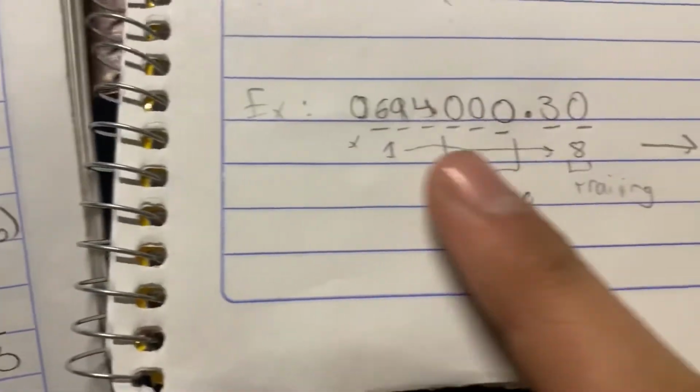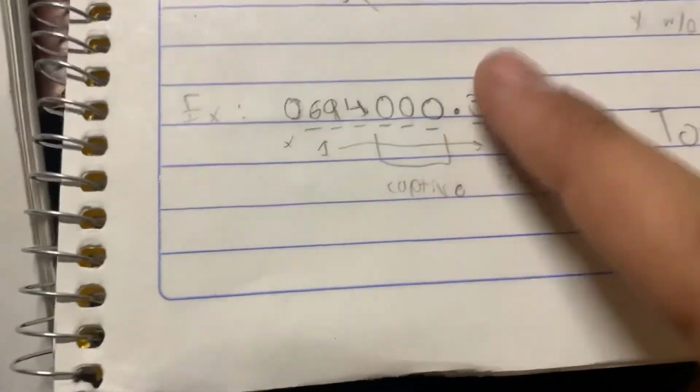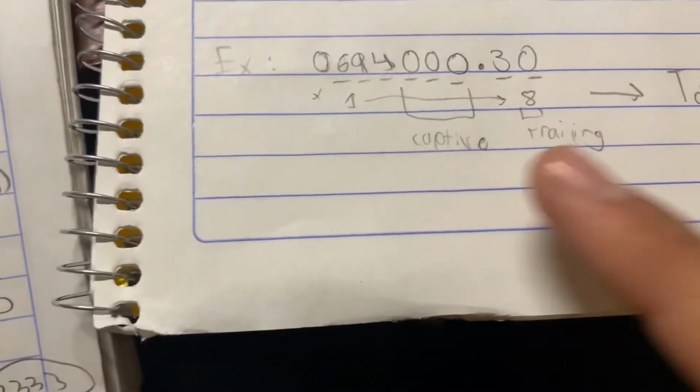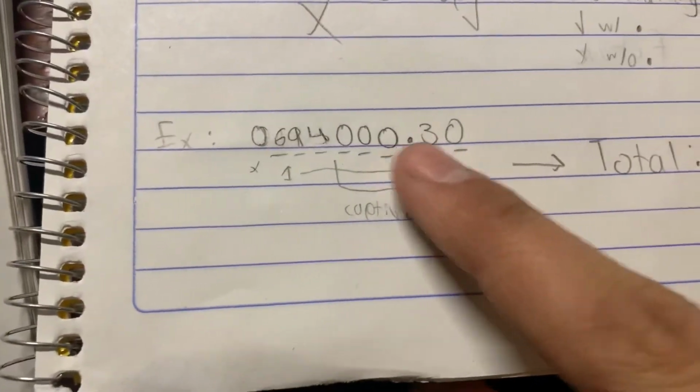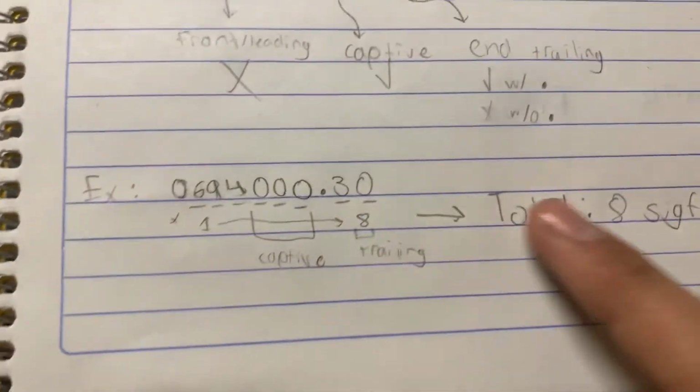Here's an example right here. The front zeros, we don't count them. The captive zeros, they're in the middle between these two numbers, so we do count them. And the trailing zero, this one counts because we have a decimal. So that's a total of 8 sig figs: 1, 2, 3, 4, 5, 6, 7, 8.